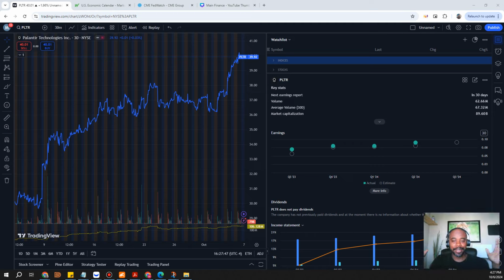So we are coming off a fantastic week for Palantir. So we're going to talk about the stock price predictions for October 7th through the 11th.